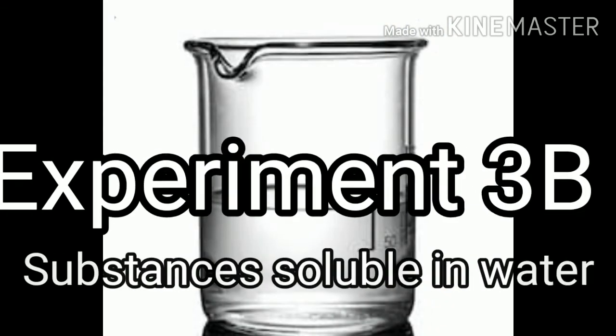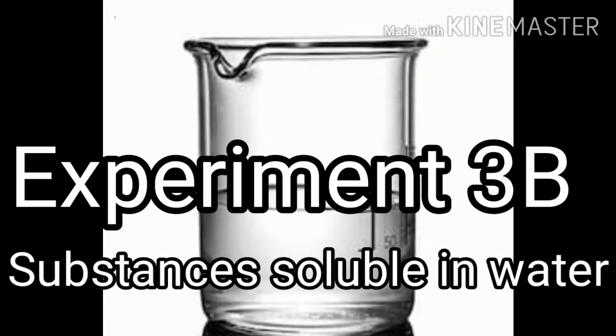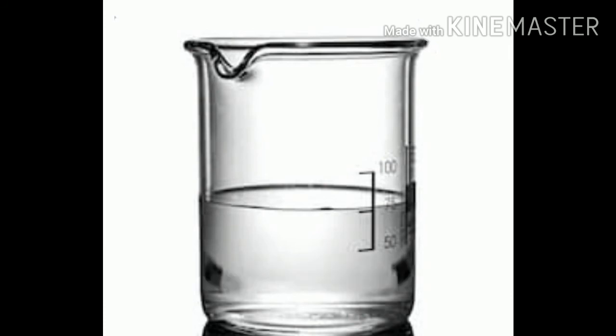Our next experiment is experiment number 3B, substances soluble in water. Dear students, soluble means which can dissolve easily in water. All like to drink lemon juice. So, when we make lemon juice, we mix in that lemon juice, sugar and salt. So, these 3 substances can easily dissolve or are soluble in water.